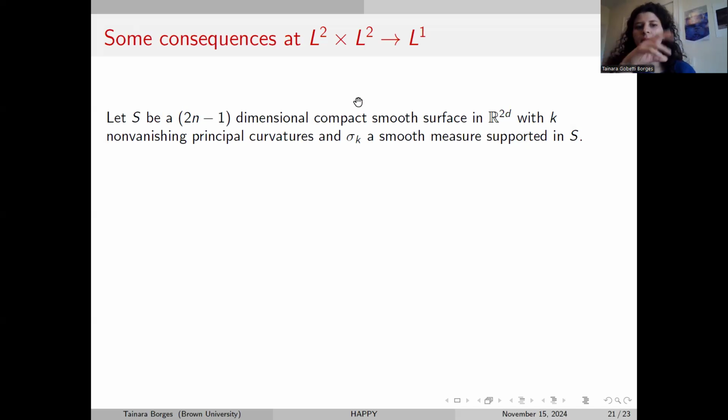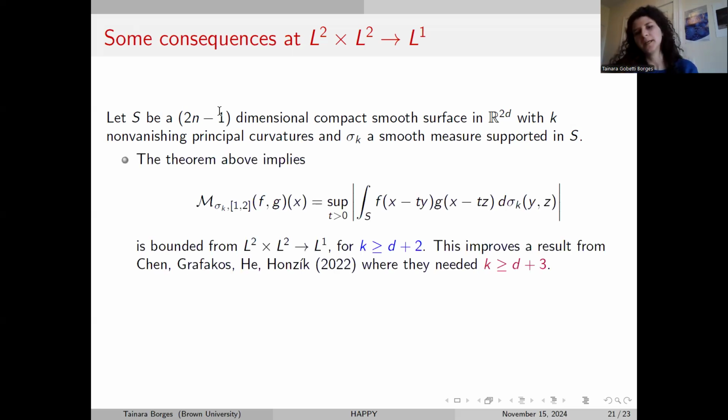And let's think of a particular case for sigma. Imagine you have a 2d minus 1 dimensional compact surface in R^{2d}, and you have a certain number of non-vanishing principal curvatures, say k. You put on this surface a smooth measure, sigma_k, and you can define the associated maximal function.